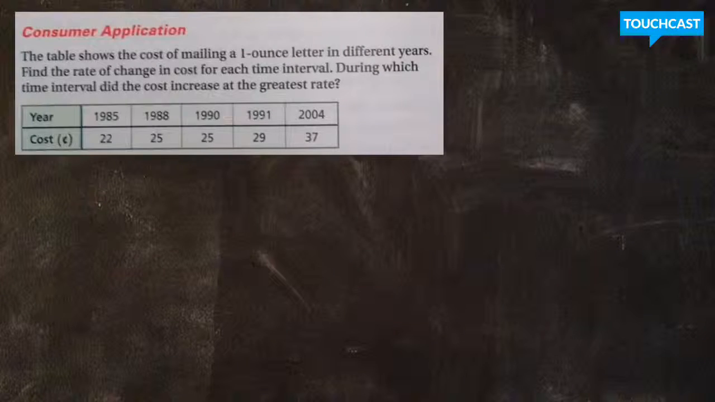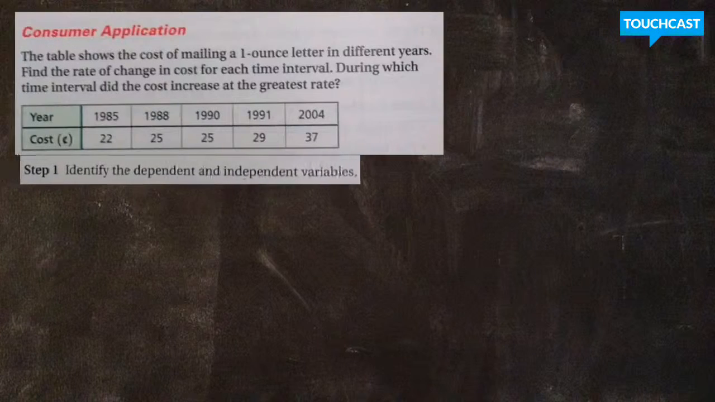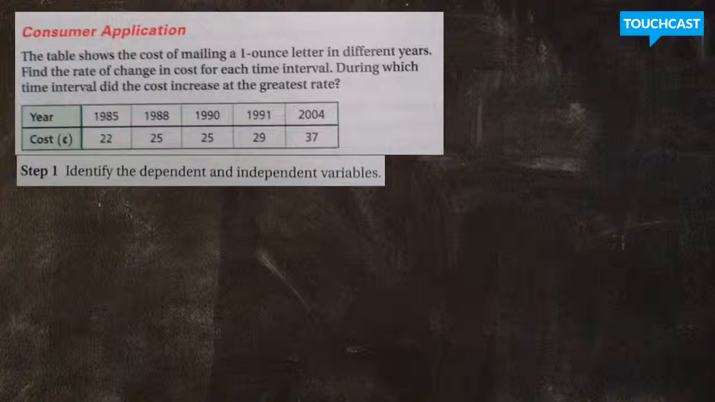So let's look at our first example, a consumer application. The table shows the cost of mailing a 1-ounce letter in different years. We need to find the rate of change in cost for each time interval, and then during which time interval did the cost increase at the greatest rate. So our first step is to identify what our dependent and our independent variables are. Whenever we're dealing with cost, it is always our dependent variable, which means then our independent variable is the year.